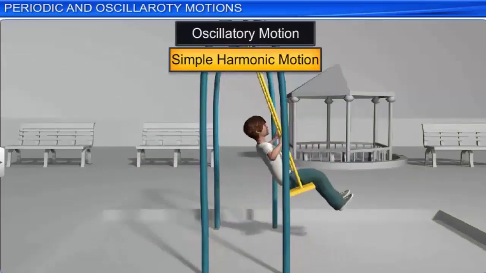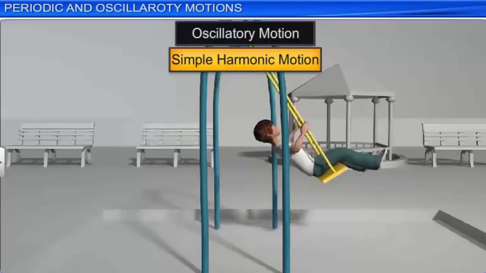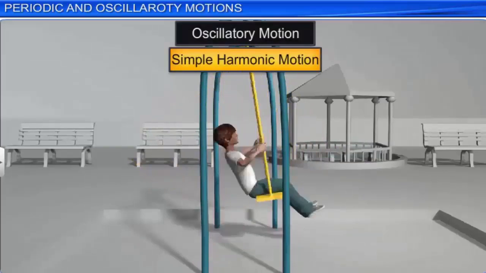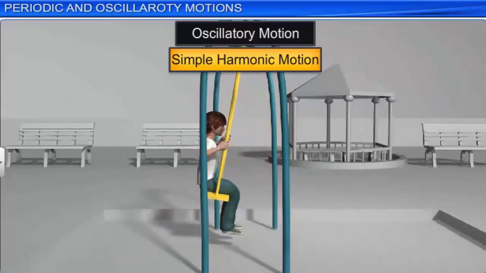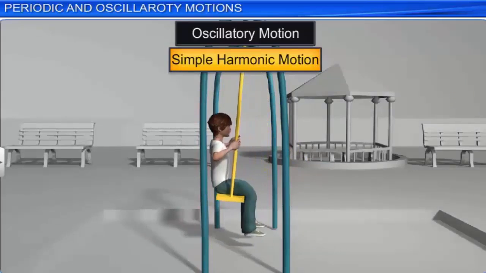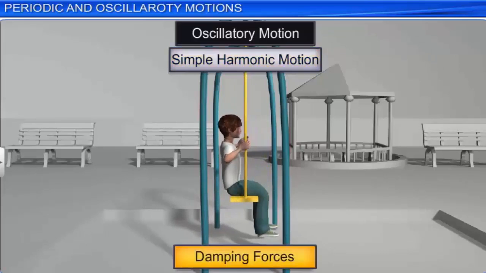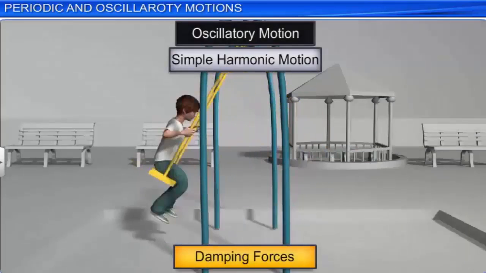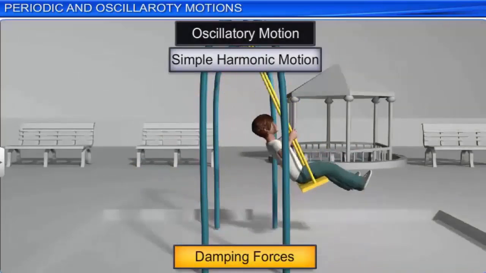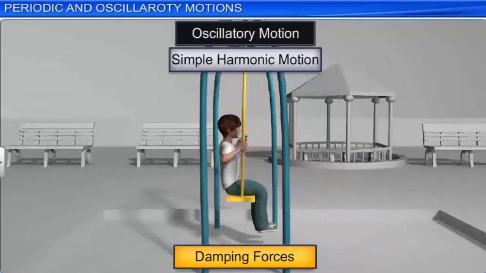In practice, oscillating bodies come to rest at their rest position due to external forces which oppose the motion, called damping forces. The energy of the oscillating bodies dissipates due to the damping forces, and hence the oscillating bodies lose energy in the course of time. Hence, the boy swinging on the swing gradually comes to rest.